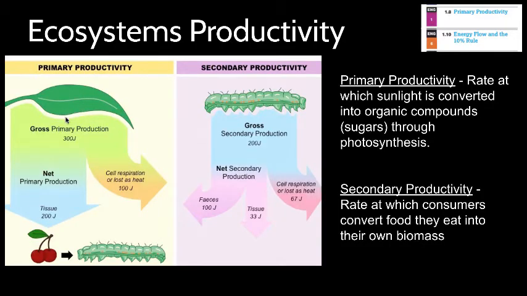The next major term that you're going to hear a whole lot from here on out through the year is productivity. The term productivity is simply referring to the energy harnessed in an ecosystem, but there are many different types of productivity that we'll be discussing. The first is going to be primary productivity, which is the rate at which sunlight is converted into organic compounds or sugars through photosynthesis. Essentially, it's the energy harnessed in an ecosystem in our plants through photosynthesis.